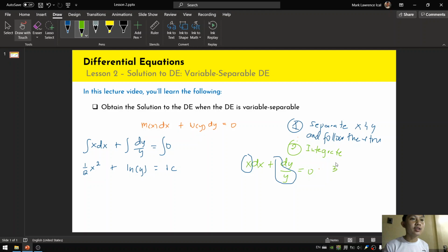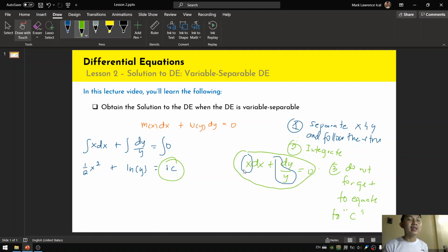Integrate. And actually, the third step is do not forget to equate to C. Okay? Do not forget to equate to C. So again, this is the first step. You separate x and y in the differential equation if it's variable separable, and you're going to perform integration, and the third step is do not forget to equate to C. Okay, so that's it.